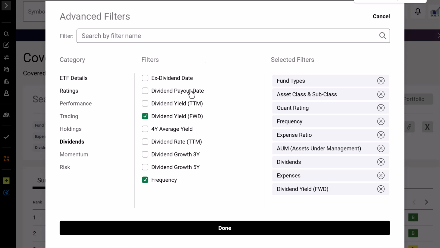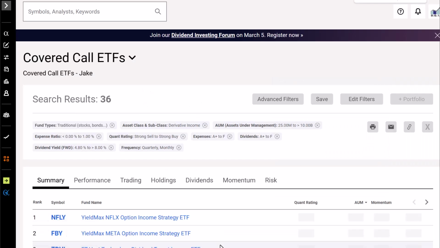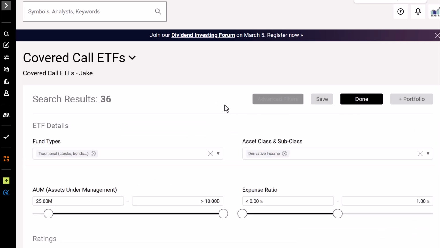And so you're only going to want to have really two filters when it comes to dividends for covered call ETFs. I use the dividend forward filter and the frequency. The dividend growth rate and the 4-year average yield, you can leave blank, because you're not going to capture any results. A lot of these ETFs are so new that those fields are empty. So let's take a look at some of the filters here.